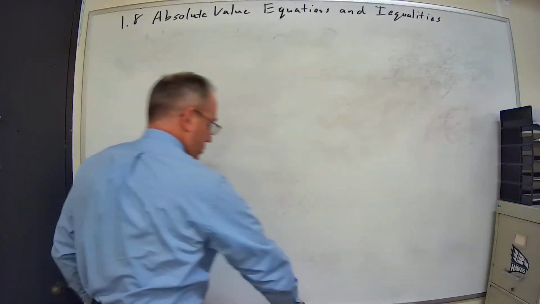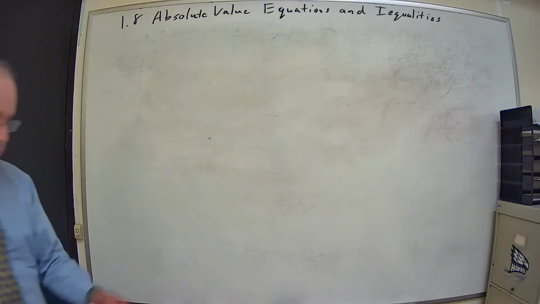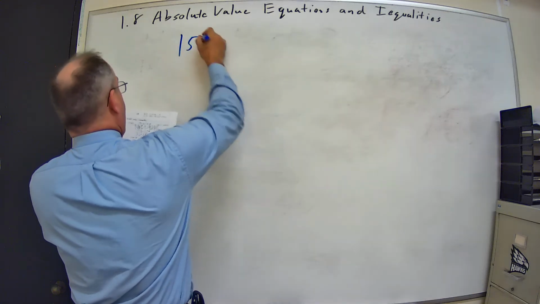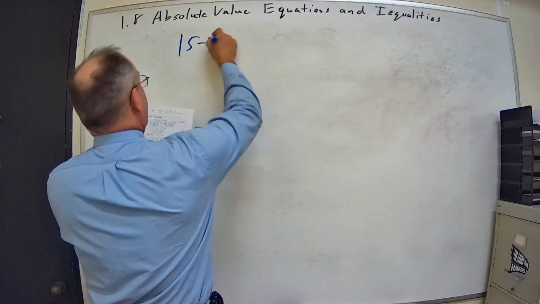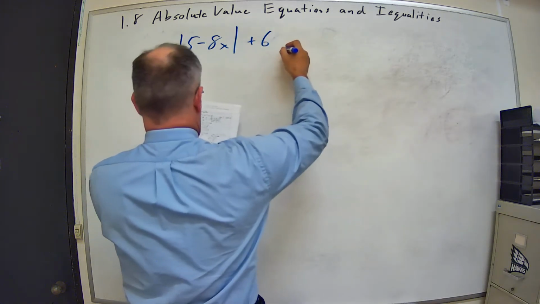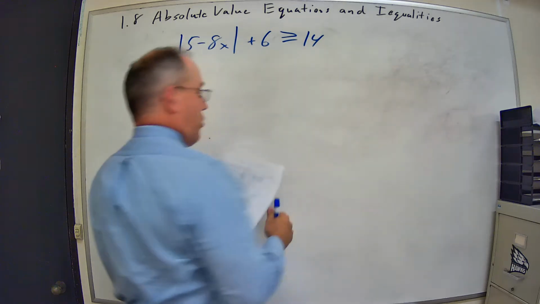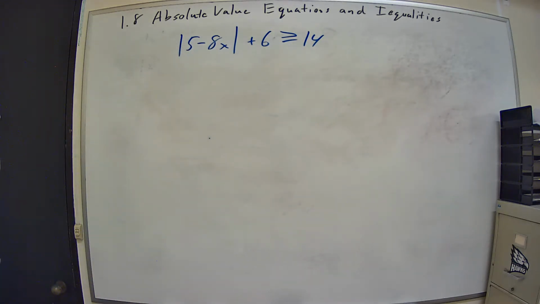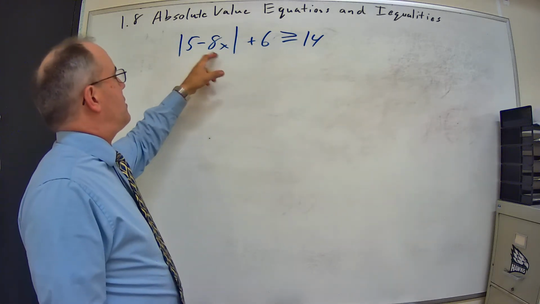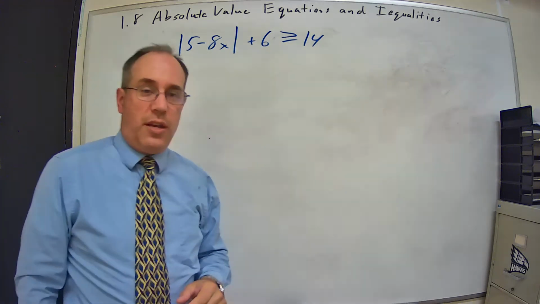Let's do another example. The absolute value of 5 minus 8x, plus 6, is greater than or equal to 14. Whoa, well that got a little different, didn't it? The absolute value of 5 minus 8x plus 6 is greater than or equal to 14.